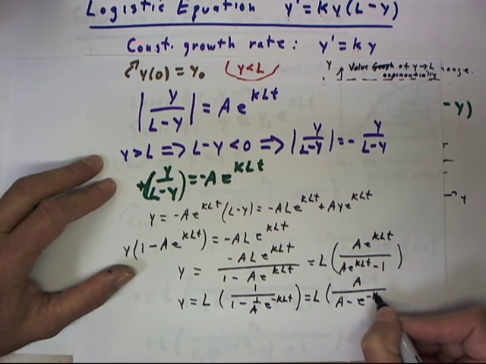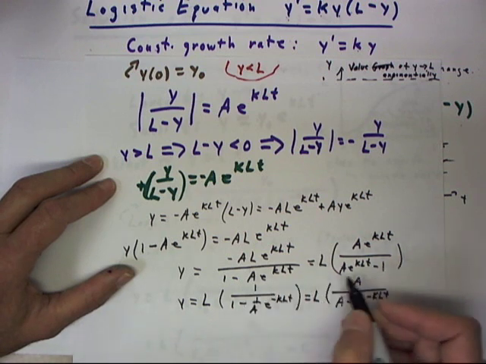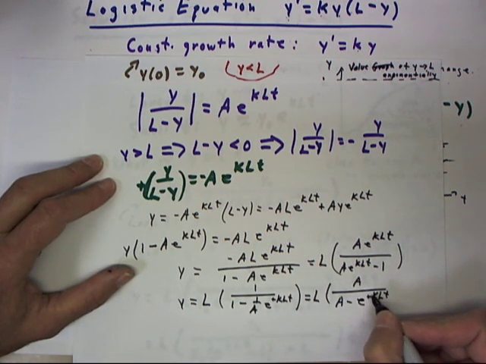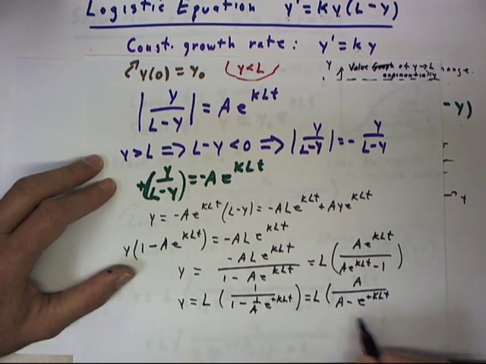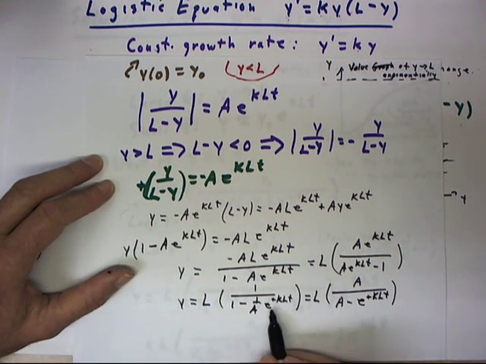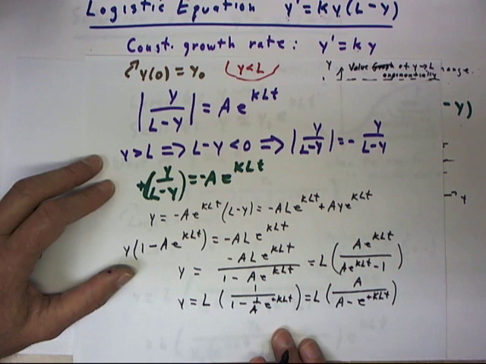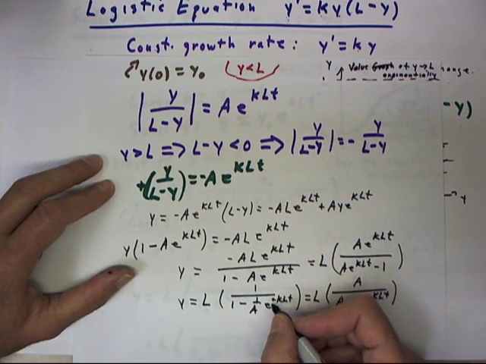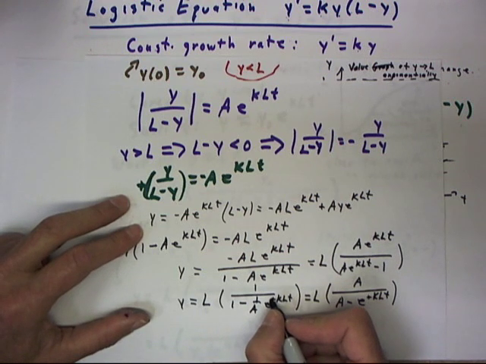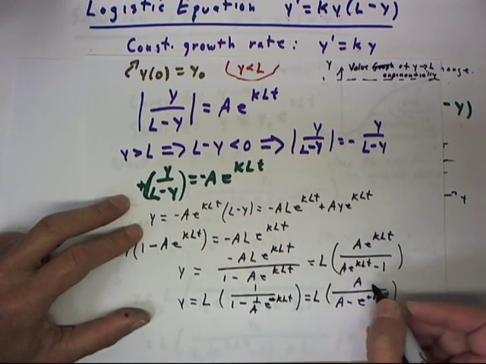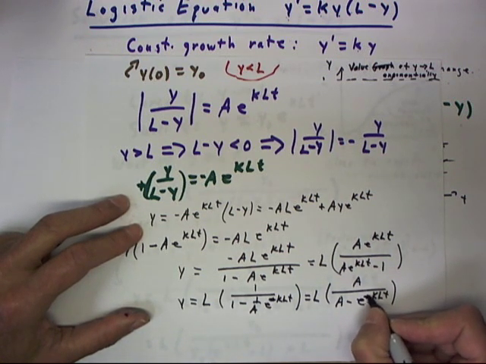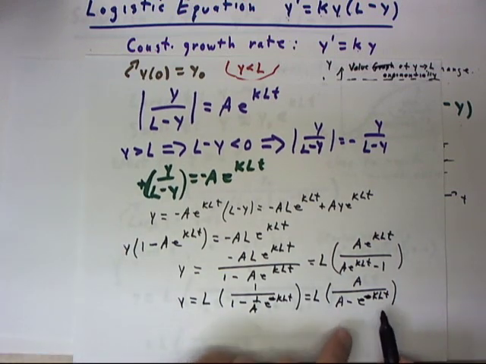negative KLt. I started putting a negative in front of the KLt here because I wasn't paying much attention, and I thought that was e to the KLt, not e to the negative KLt. I'm sorry, that was e to the negative KLt, so I thought I'd made a mistake and hadn't. I was looking at something else apparently.